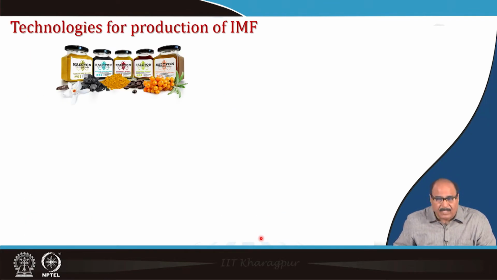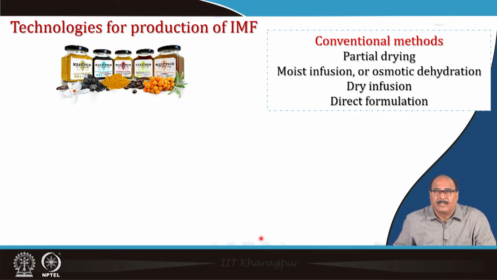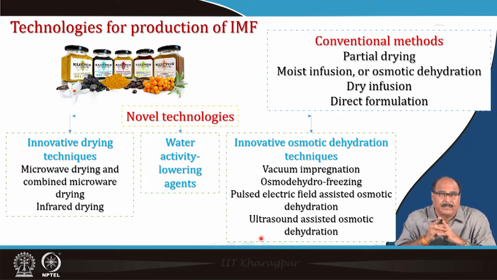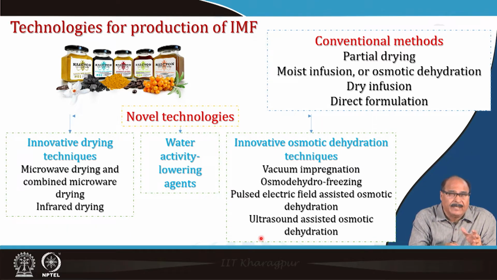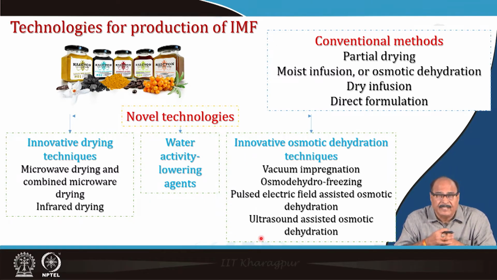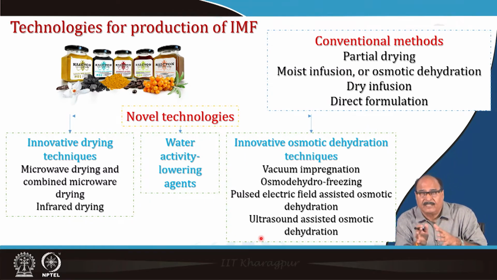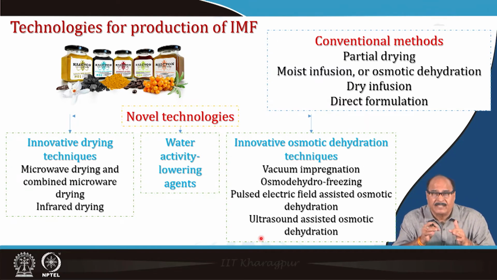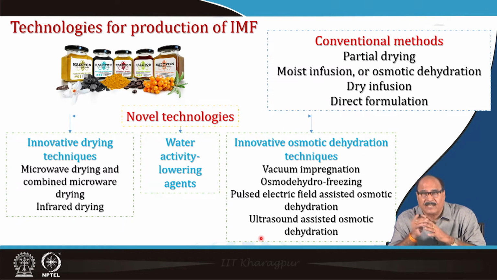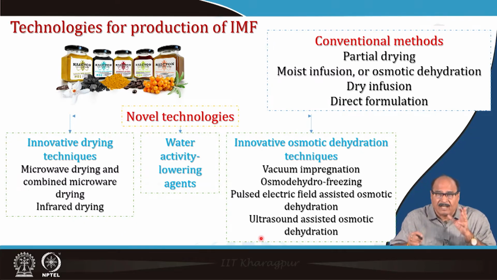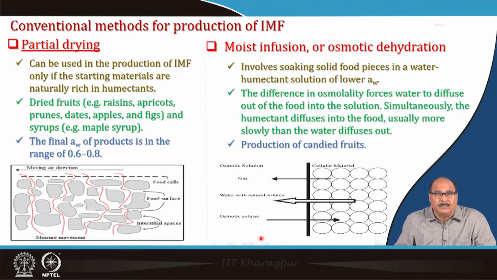Technologies for the production of intermediate moisture food may be conventional methods like partial drying, moist infusion or osmotic dehydration, dry infusion or direct formulation, or even novel technologies like innovative drying such as microwave drying, microwave convective air drying, combination drying or infrared drying, or water activity lowering agents, or innovative osmotic dehydration techniques like vacuum impregnation, osmodehydrofreezing, pulsed electric field assisted osmotic dehydration, or ultrasound assisted osmotic dehydration, for production of intermediate moisture food.